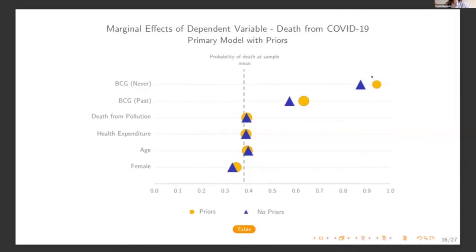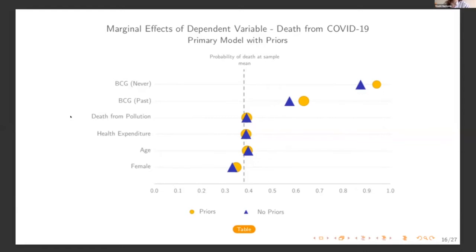First of all, we observed that individuals from countries that never had a universal BCG vaccination policy are roughly 50% points more likely to die from COVID compared to individuals from countries that do currently have a universal BCG vaccination policy. On the other hand, we also observed that individuals from countries that did have a universal vaccination policy at some point in the past are only around 20% points more likely to die from COVID.